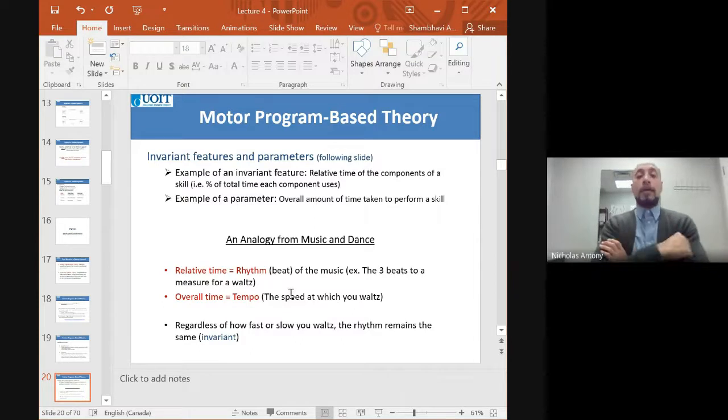Think of the invariant features as an analogy of dance. So if you are doing a dance routine, here we have an analogy of dance. Does anyone know what the waltz is? Is that even still a thing? So waltz always has the same movements, right? It has the same time, the 3 beats. The tempo you can change. So you could speed up or slow down the waltz, it's still the waltz. So you would describe the rhythm as the invariant feature of a waltz, whereas the tempo is what can change. That would be a parameter.